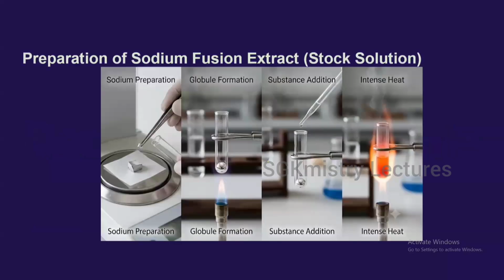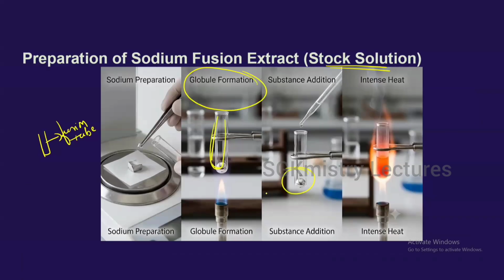So let us try to understand how we need to prepare the sodium fusion extract or the stock solution, which is also called the Lassaigne's extract. So firstly, you need to take a small, freshly cut piece of sodium, and then you're going to transfer it to the fusion tube. Okay, so here we are not going to take a test tube. This is a very small tube, which is called the fusion tube. So this particular small piece of sodium is transferred to the fusion tube. After it is transferred, you're going to warm it gently so that you're going to get a globule. Okay, so you're going to get a shining globule of sodium.